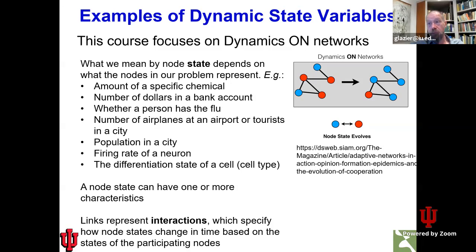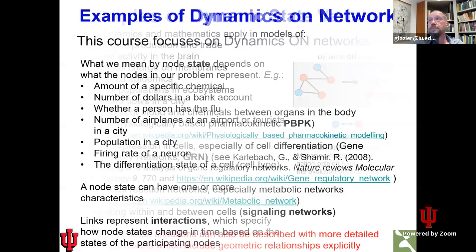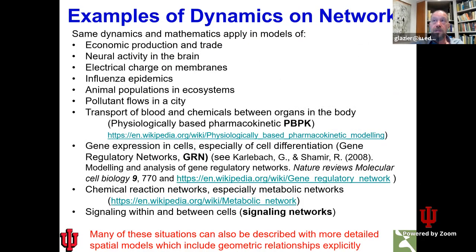Again, in a dynamic network model, a link represents an interaction, and an interaction tells you how the states change as a function of time. In particular, how the states change as a function of the state of the objects that are being connected. And so dynamic models that we might address would be things like models of economic production and trade, neural activity we've talked about, epidemics we've talked about. There are lots of network models of ecosystems.